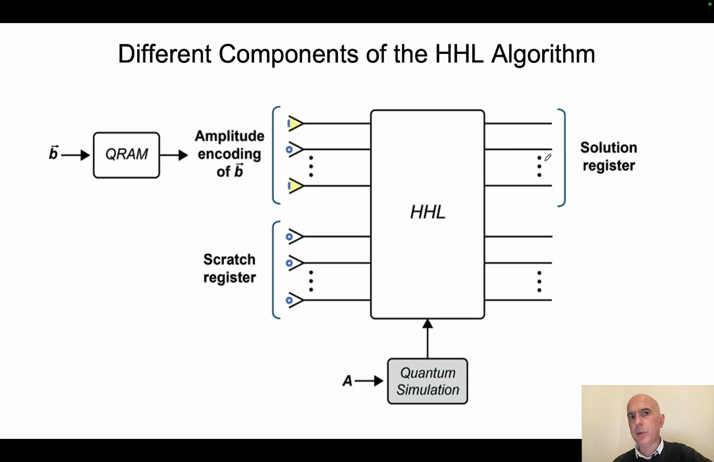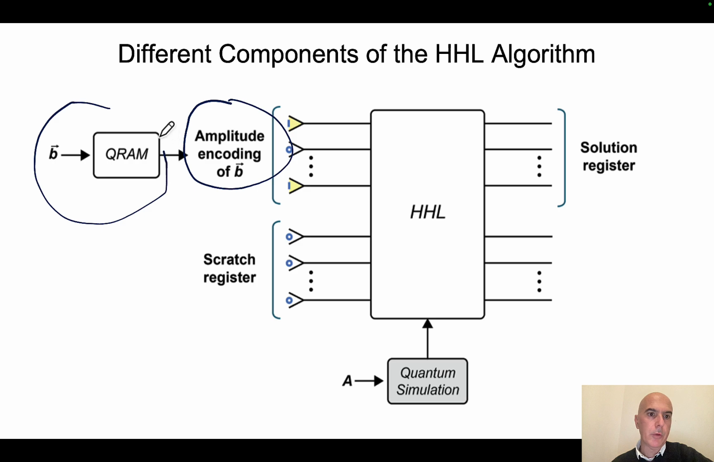These are the different components of the HHL algorithm and a quantum circuit. I just want to say a few things. First, as I mentioned before, we are going to use amplitude encoding of b, and therefore we might need to have a QRAM. So we have a superposition of different addresses in memory that will allow us to retrieve a vector using the quantum state and the amplitude encoding.